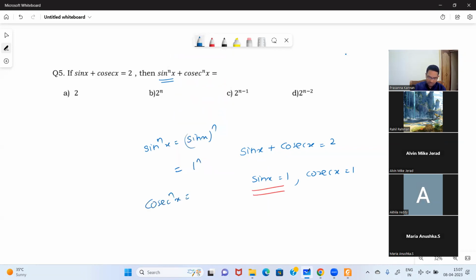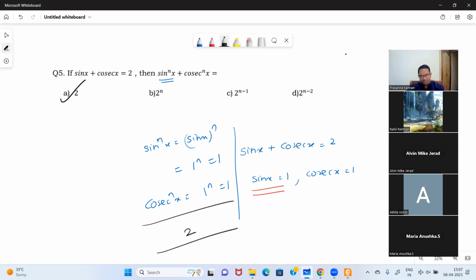What is cosecant power nx? It is 1 power n. So what is 1 power n? 1. So what is sin power nx plus cosecant power nx? 2. That's 2. So what is the answer? 2. Option A. You can note it down.